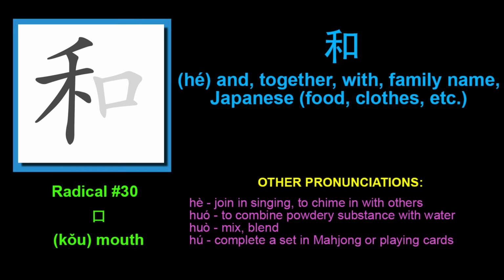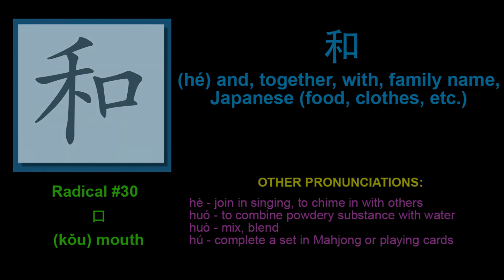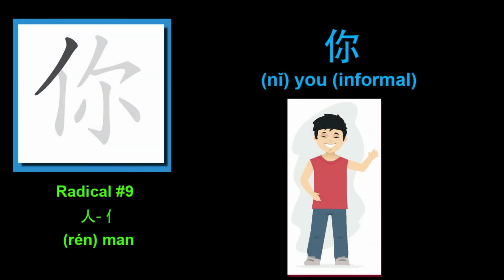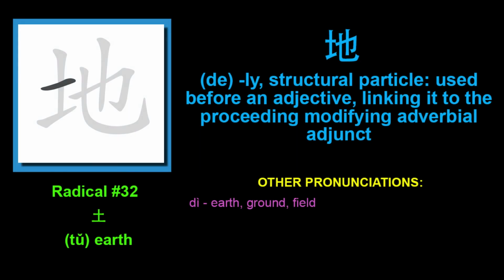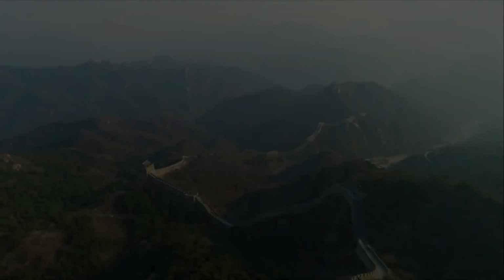Also refers to Japanese food, clothing, etc. 你, you, informal. 的, similar to the ly in English, structural particle used before an adjective linking it to the preceding modifying adverbial adjunct. That's it for part 1.